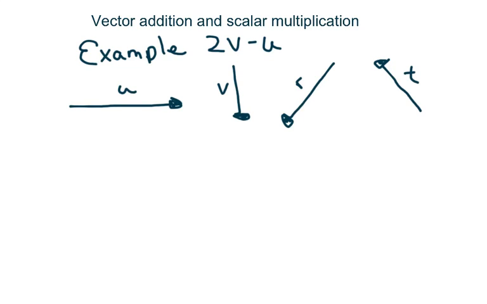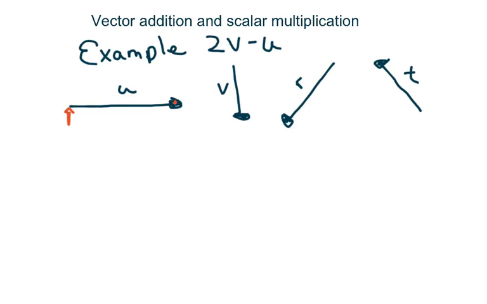Hi everyone, we're going to learn to do vector addition and scalar multiplication. I put some vectors here. Please excuse the little arrows. Again, this is the tail here. It starts at the origin usually, and the tip is here.